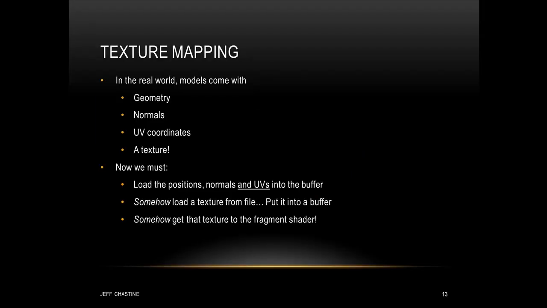All right, so in the real world, an artist is going to make a model and it's going to come with geometry and normals and UV coordinates, and it's also going to come with a texture. Because that's the case, in addition to the positions and normals for each vertex, we're going to have to load the UVs onto that buffer as well. Also, somehow we have to load that texture from file and put it into a buffer, and we also have to somehow get that texture to the fragment shader.